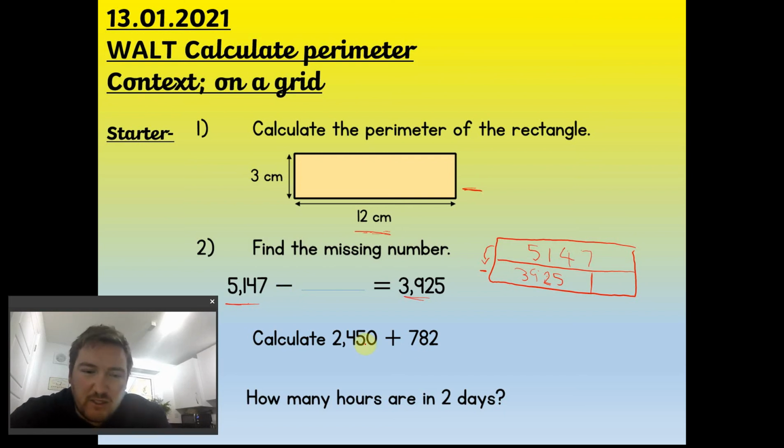I feel we don't need to go through question 3. That's a simple add 2,450, add 782. So use your column method, making sure that each of the place values are set in the right order.